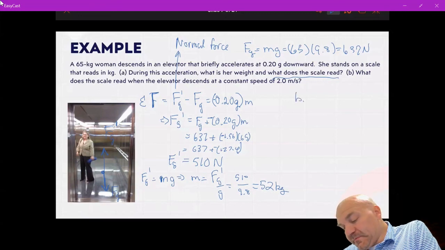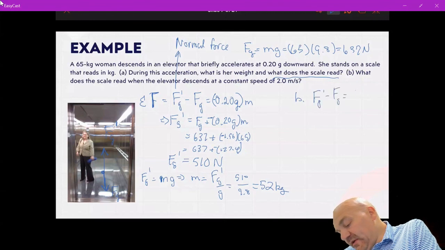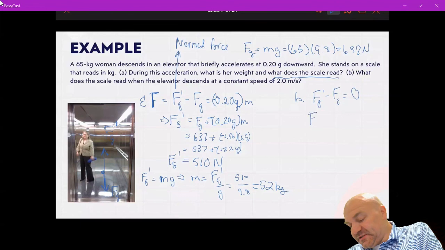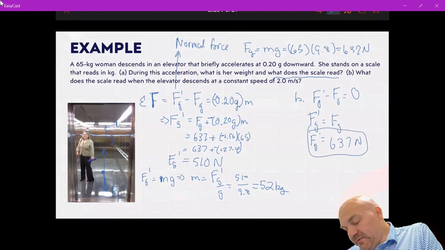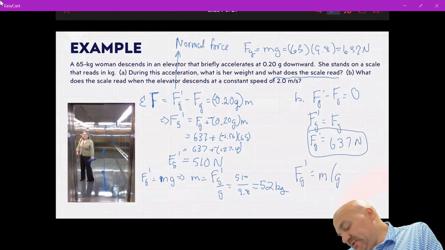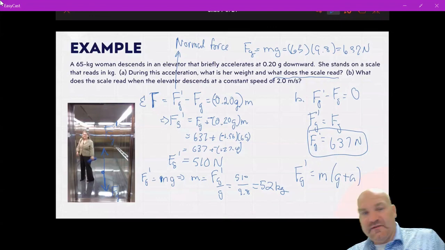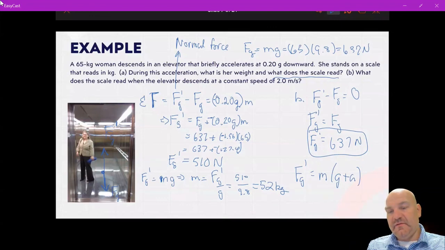Okay. Now part B, it's the same situation, but constant speed means no acceleration. So that just tells you that her apparent weight would equal her weight, which would be 637 newtons. There is a little bit of a shortcut formula here. So apparent weight would be the mass times g plus a. But this a, you would have to realize if it's positive or negative, so if it's more than or less than her actual weight.